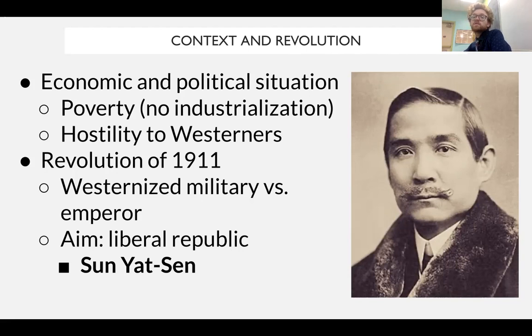But the revolution is going to have the overall goal of establishing a liberal republic in China, one that encourages capitalism. And one of these figures that is going to lead the political revolution is a guy by the name of Sun Yat-sen. Sun Yat-sen was a Hong Kong born, Western trained, Western educated member of the Chinese middle class. He is going to be highly westernized. And he's one of these major figures in leading the revolution of 1911.